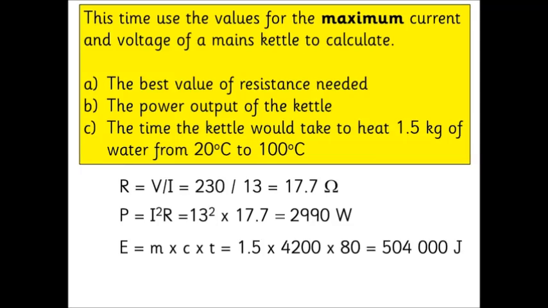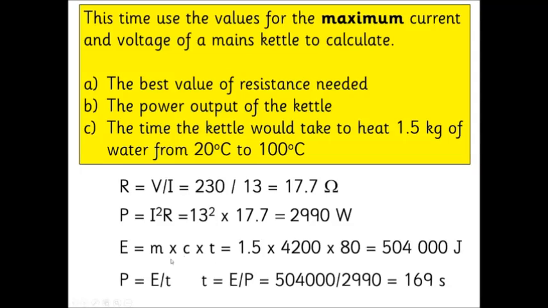Now this isn't the answer because we need the time it would take the kettle to do this. Using another formula, we know that power is equal to energy divided by time. I'm just going to rearrange that and say that time is equal to energy divided by power. Here's our energy, 504,000, and our power is 2,990 that we worked out. If you divide those in your calculator, you get a time of 169 seconds. So this is taking nearly 3 minutes to boil this kettle, which sounds about right.